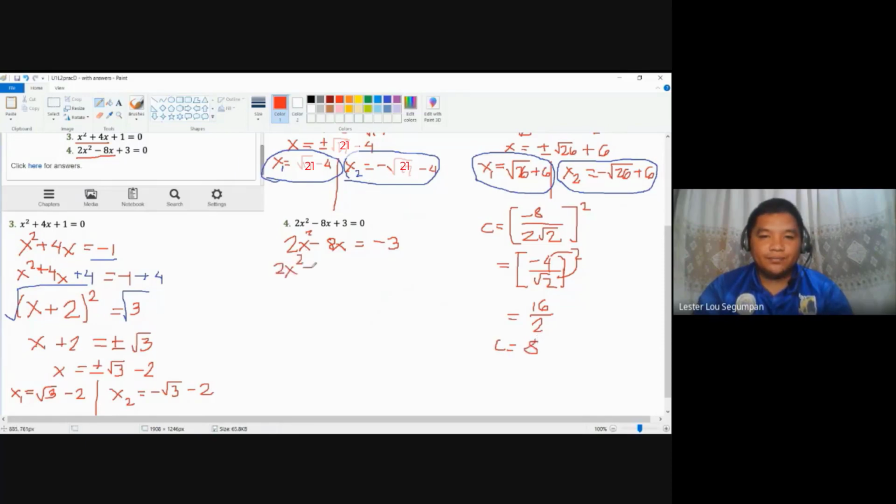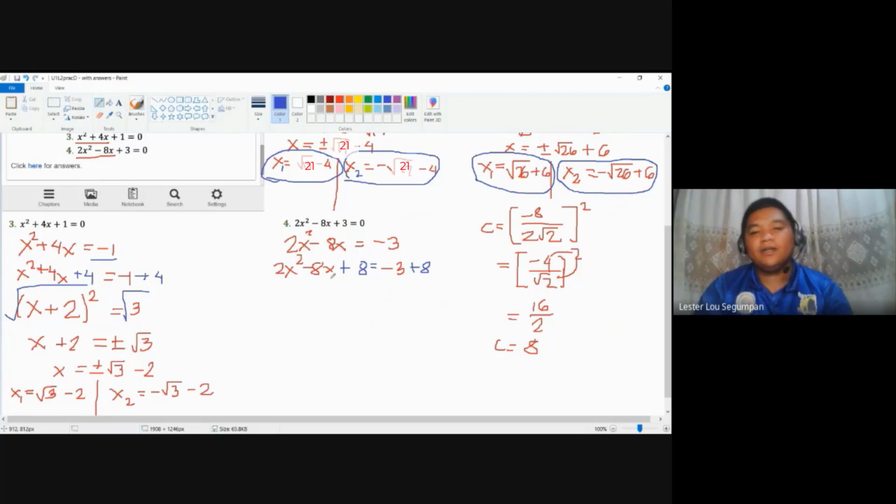2x squared minus 8x plus 8 is equal to negative 3, let's use the red color, negative 3, and then plus 8.